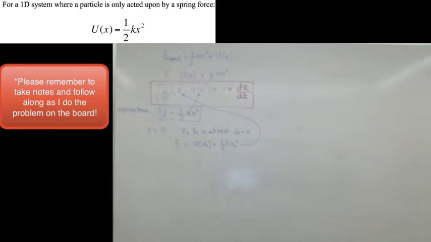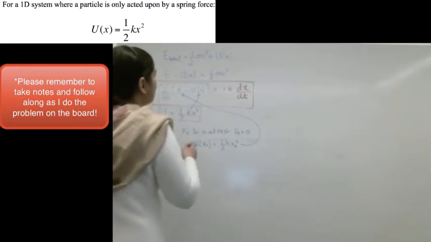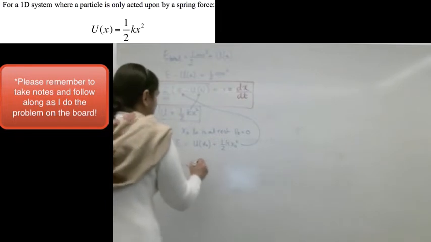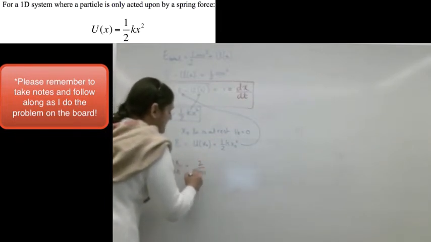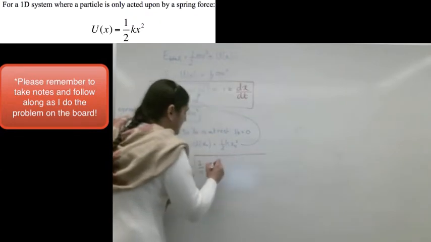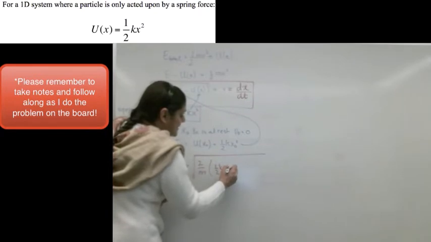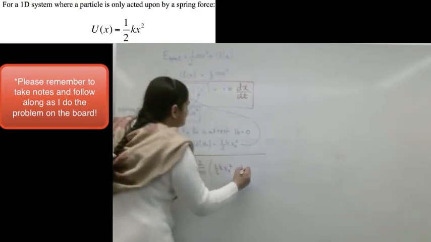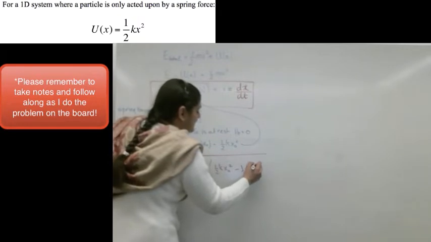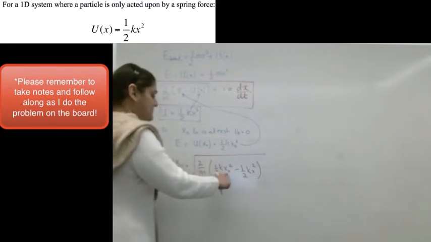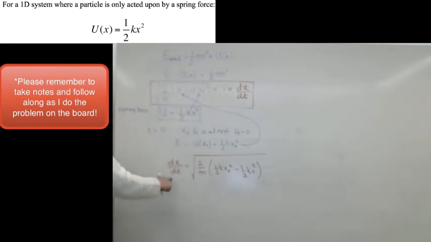I get dx over dt is going to be equal to the square root of 2 over m times 1/2 k x naught squared minus 1/2 k x squared. Okay? Excellent. Now I need to move things around, rearrange them. Well, how do I do that? This is a function of x, this is a function of x, this is dx, and this is dt.